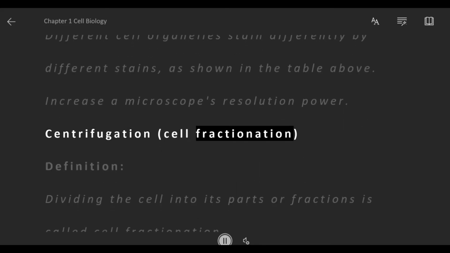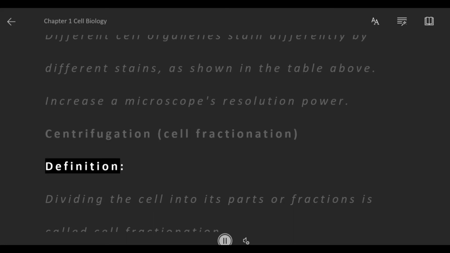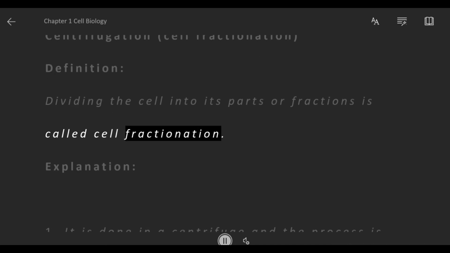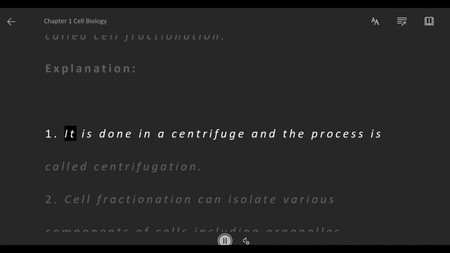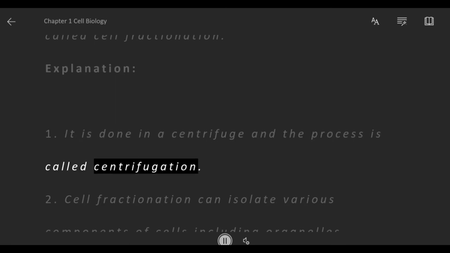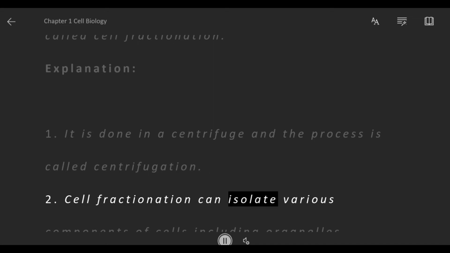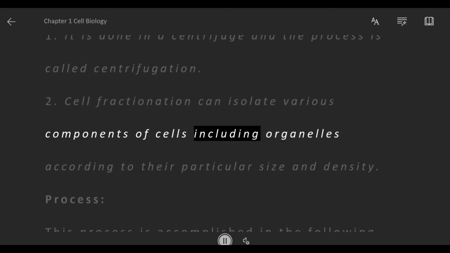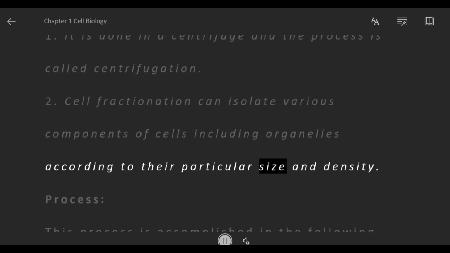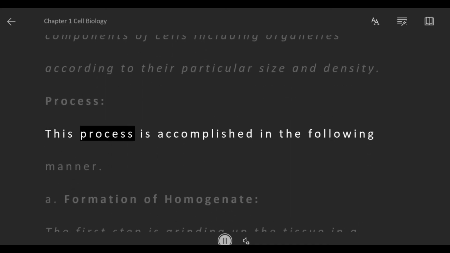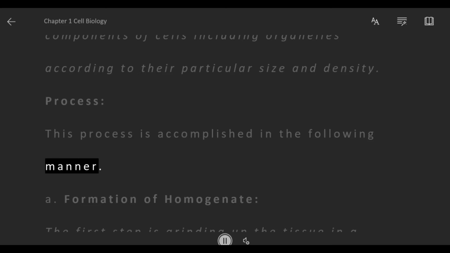Centrifugation, cell fractionation. Definition. Dividing the cell into its parts or fractions is called cell fractionation. Explanation. 1. It is done in a centrifuge and the process is called centrifugation. 2. Cell fractionation can isolate various components of cells, including organelles, according to their particular size and density. Process. This process is accomplished in the following manner.